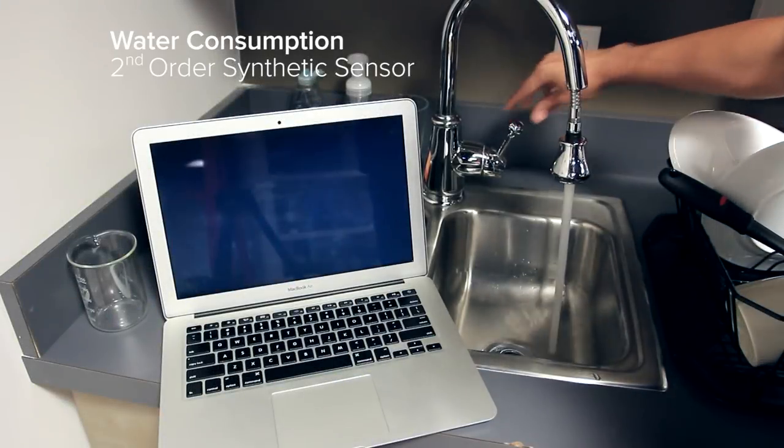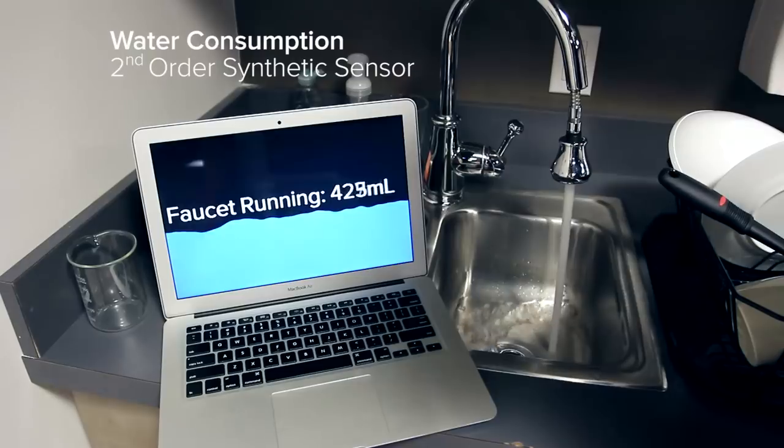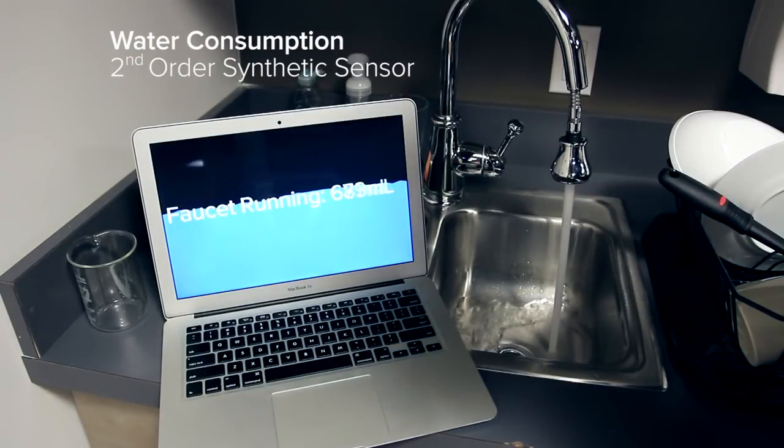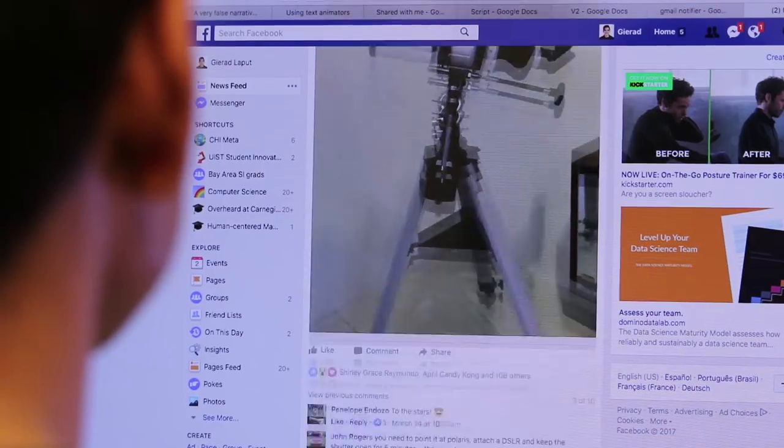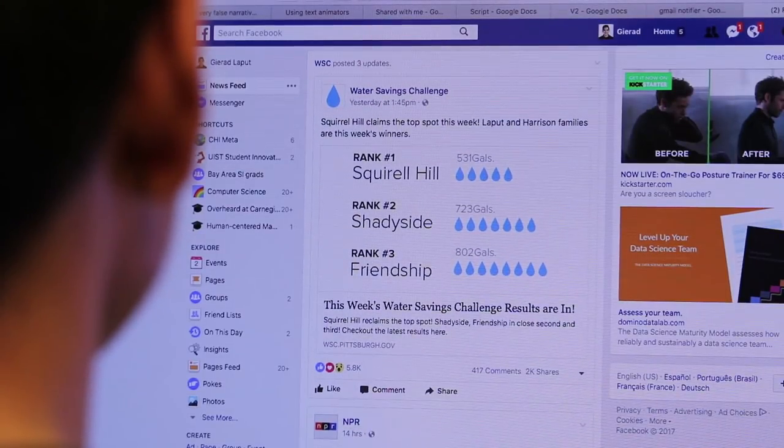In this example, a first-order faucet running sensor is used to power a second-order water consumption sensor. Metrics like this can inform monitoring, behavior change, and other applications.